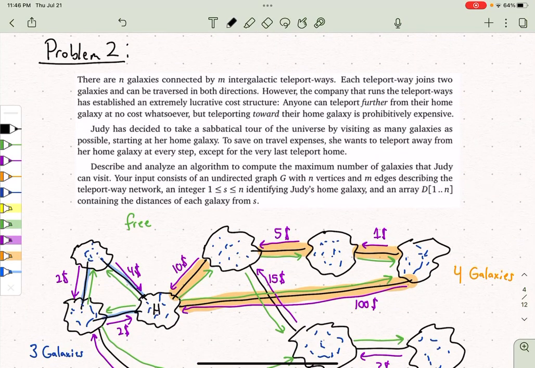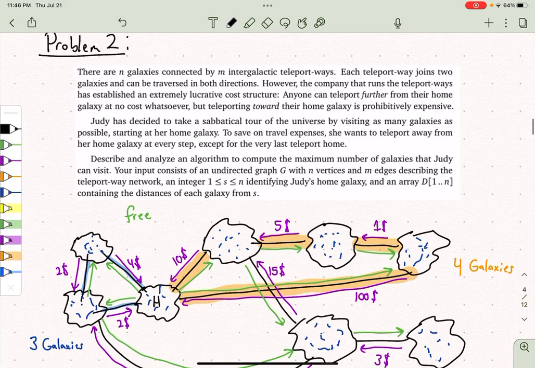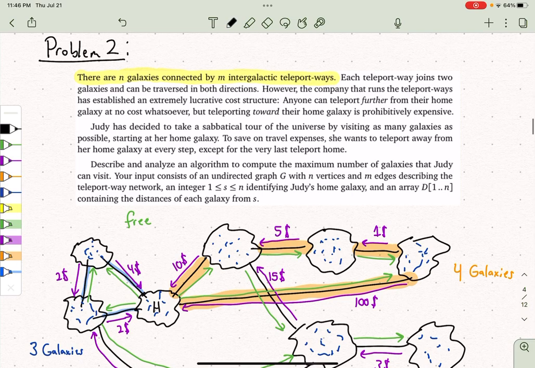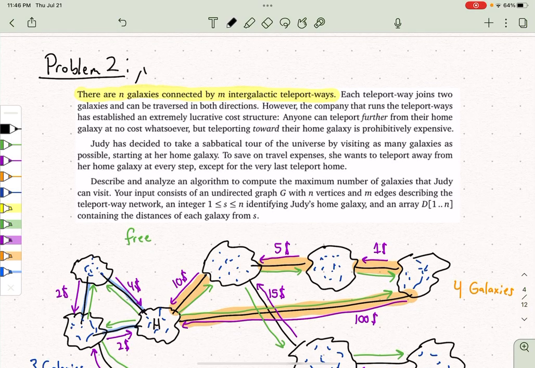Okay, now let's look at another problem. In this one, you have n galaxies connected by m teleport ways. So here already you see an n and an m. You should be thinking vertices and edges. That's kind of a hint there. M is typically used for edges and n is usually vertices.